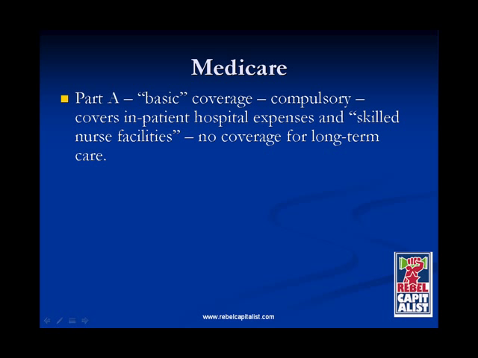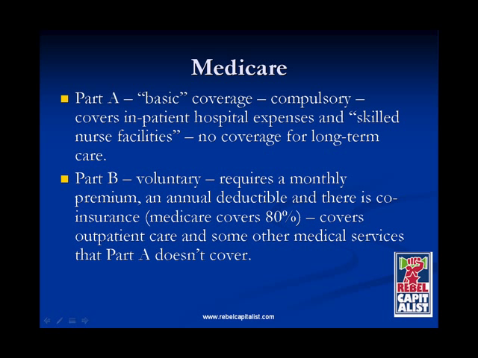Let's start with Part A. Medicare Part A is the basic coverage. It's compulsory. This means that if you apply for Medicare, you have no choice. This is what you're going to get. It covers inpatient hospital expenses and skilled nursing facilities, but it does not cover long-term care.